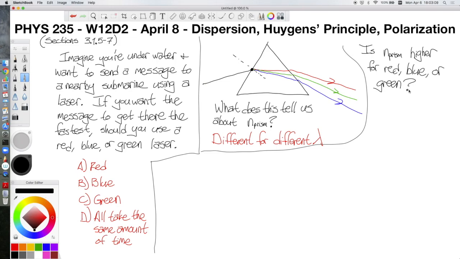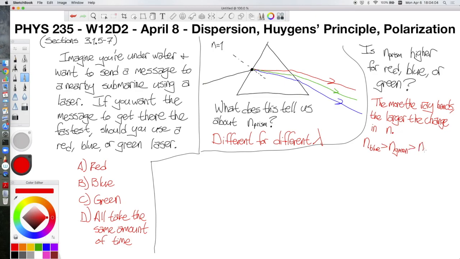It will turn out that the more the path of the light ray bends, the larger the change in the index of refraction. So since we're having this white light enter the prism from air with an index of refraction of 1, that means the light ray that bends the most must have the highest index of refraction. So this means that the index of refraction for blue, which bends the most, is greater than the index of refraction for green, which bends a medium amount, which is greater than the index of refraction for red, which bends the least. And all of these are within the prism.